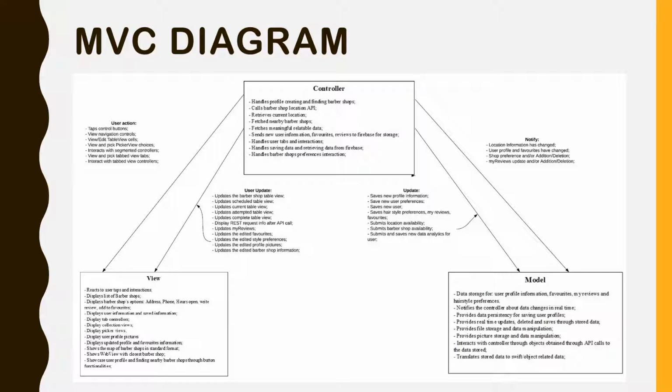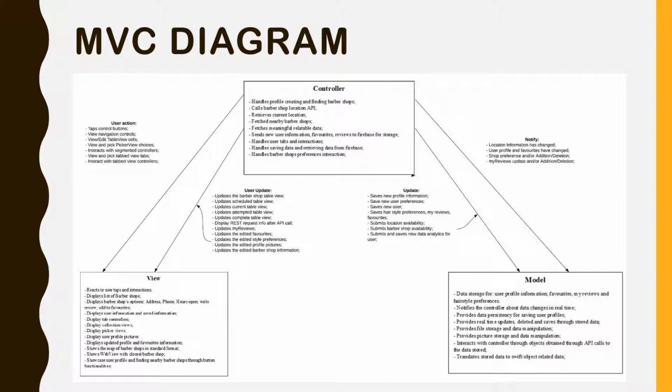Then it interacts with the model where all the data such as user information, favorites, my reviews, and hairstyle preferences are stored. It also notifies the controller about data changes in real time. Moreover, it provides file storage and data manipulation and also picture storage. It also interacts with the controller through objects obtained through API calls to the data stored. It also translates stored data to Swift object-related data.